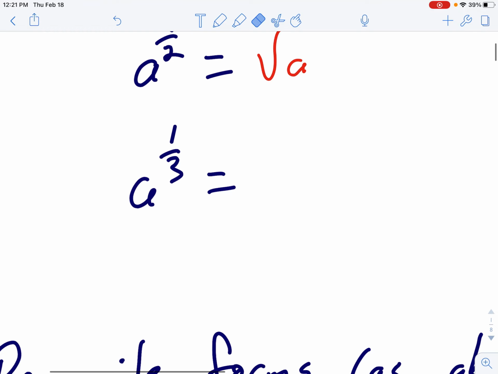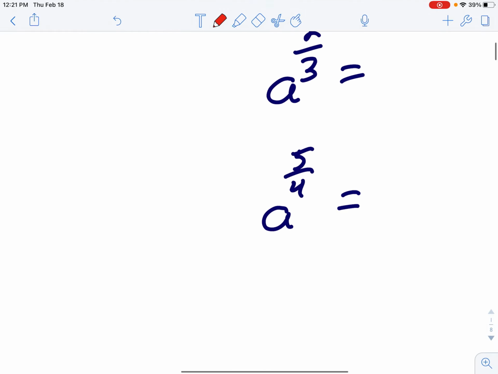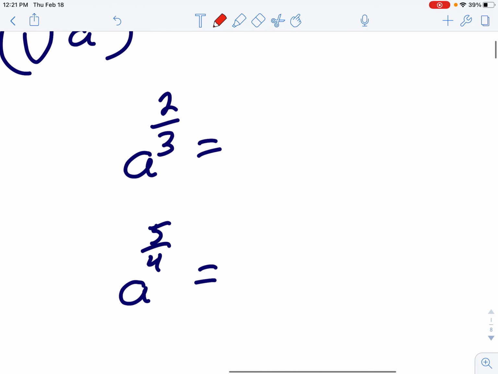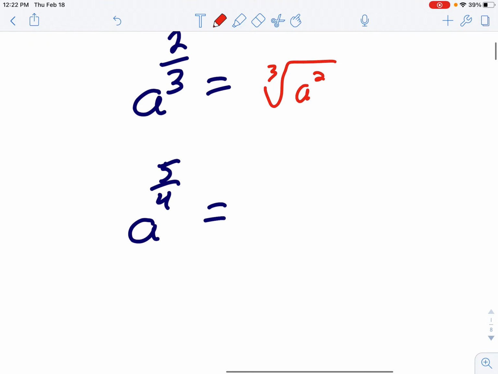Same thing as a to the 1/3. The a itself, you could put a 1 on to represent that, but you don't have to. However, with a cube root, you do have to put the 3 there as an index. So a to the 1/3 power is the cube root of a. I'm just using the a in every example to try and keep it simple. A to the 2/3 power then is the cube root of a squared. A to the 5/4 power is the fourth root of a to the 5th power.